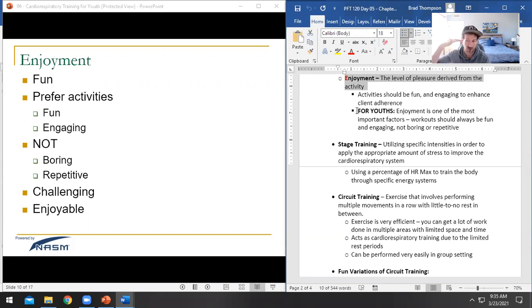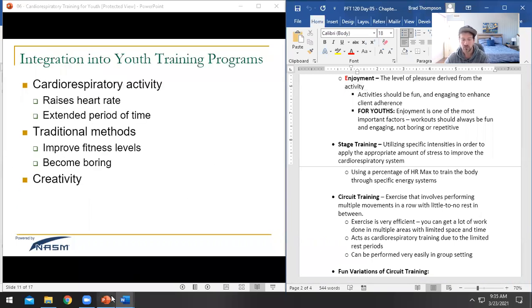So the enjoyment factor can be really, really low. We want to make sure that we try to keep that enjoyment factor as high as possible, right? Make sure it's fun, make sure it's engaging. For youths, this is extremely important, right? This is important for everybody, but it's really important for our youths. It's one of the most important factors. Always make sure they're fun and challenging.